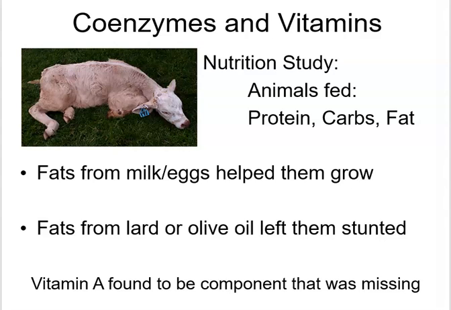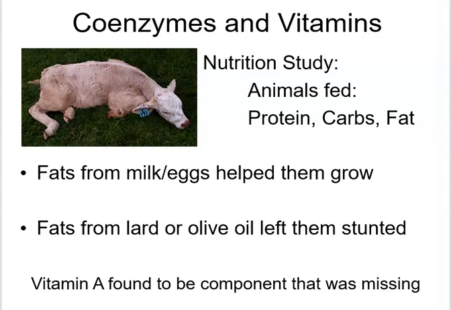A lot of research has been done on vitamins and minerals and what happens when you don't get them. One of the surprising findings early on in studying nutrition was that people tried to take fat out of a diet, because they thought fat's probably not really necessary. Well, in fact, it's very important, because there are a lot of different vitamins that are found inside and solubilized in these fats. So they did a study with animal feed that had protein, carbohydrates, and fat, and they found that fats from milk or eggs helped the animal grow, while fats from lard or olive oil stunted them.